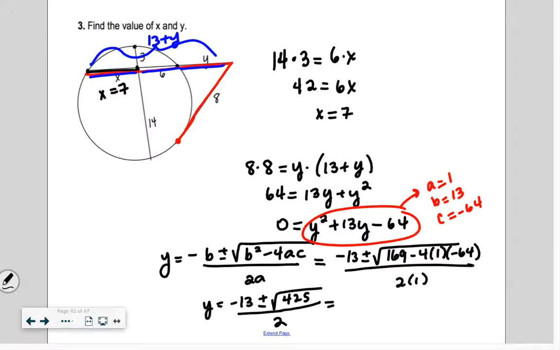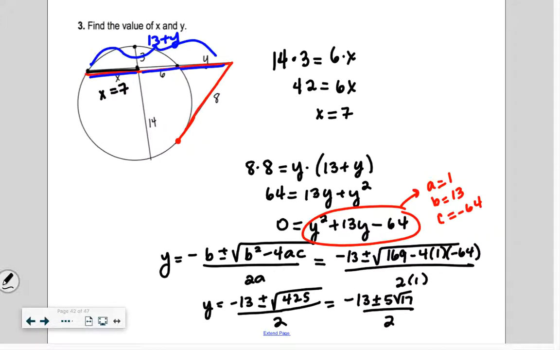All right, so you can try to reduce it down. 425, we could reduce that down. 425 divided by 25. How many quarters go into $4.25? 17 quarters. So we're going to have negative 13 plus or minus 5 root 17 all over 2.